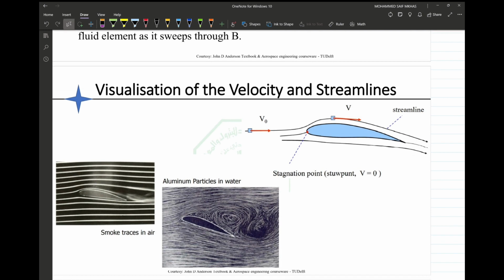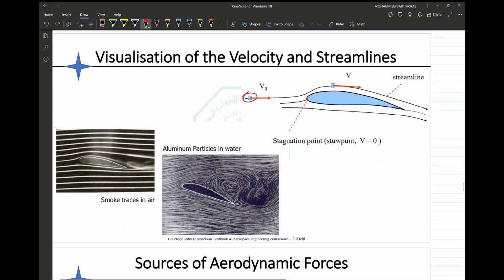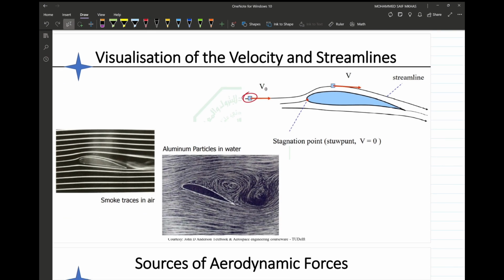So let's take it step by step. Here is the air particle at its initial velocity. Then it moves forward until this point, called the stagnation point, where we have zero velocity because it came in contact with the airfoil itself. It has the highest pressure of all the points on the airfoil. And then after the initial velocity, it becomes normal velocity above the airfoil and has increased velocity as well. This is the visualization of the velocity on the streamline.